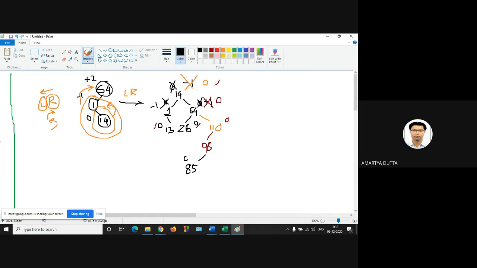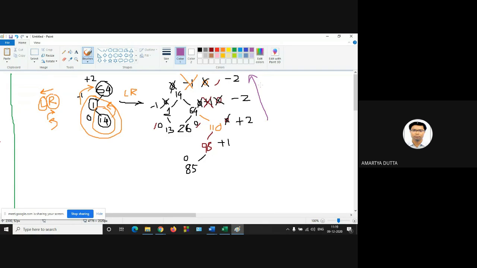So 85 is the left child of 98. For 85 the balance is 0. For 98 the balance is plus 1. For 110 the balance is plus 2. For 64 the balance is minus 2. And for 14 the balance is minus 2. So at 3 different positions the balance is violated.